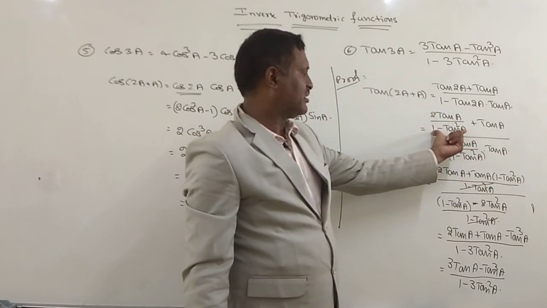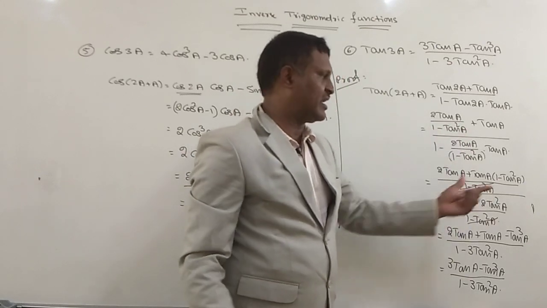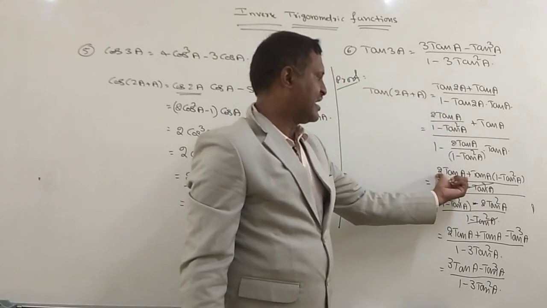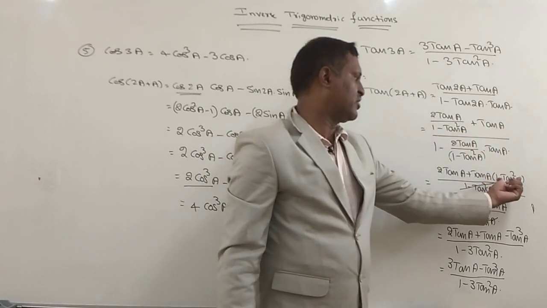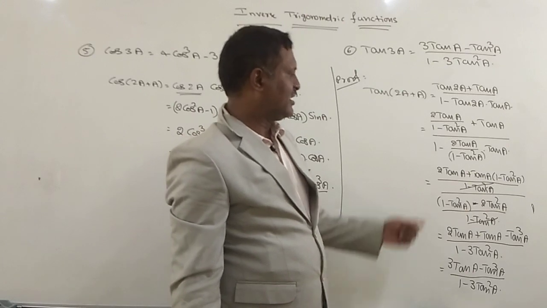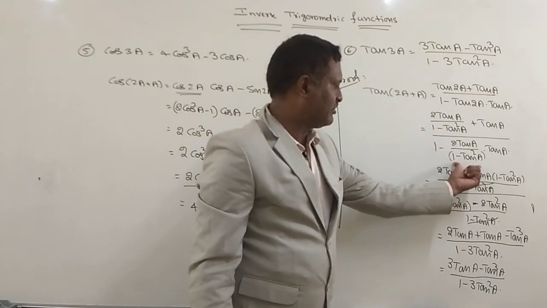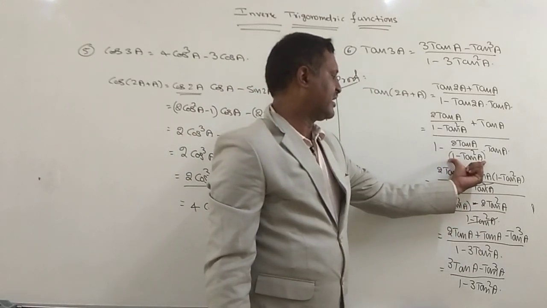The LCM in the numerator 1 minus tan square A, then 2 tan A I have written as it is, cross multiply, tan A into 1 minus tan square A. Again in the denominator LCM is 1 minus tan square A. Take cross multiply.